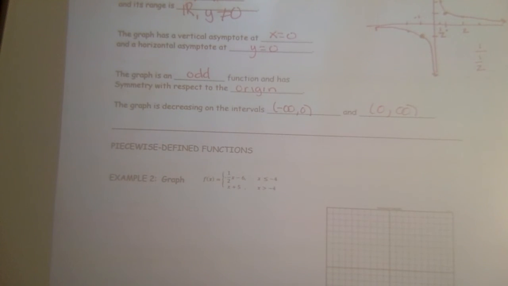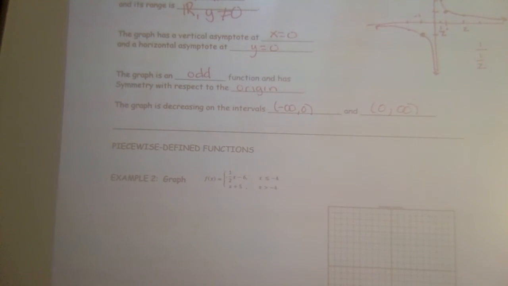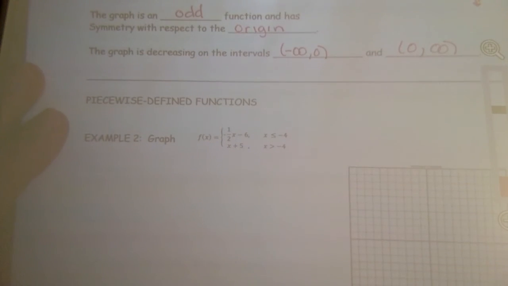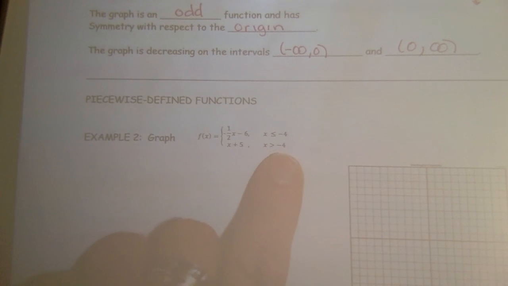Alright, so how do we graph piecewise functions? This seems to be some of the hardest things that you guys have trouble graphing. Let's look at this top function first: negative 1/2 x minus 6. What does this graph look like? It's a line. We're only going to graph the part of the line that starts at negative 4 and gets smaller. So let's find f of negative 4.